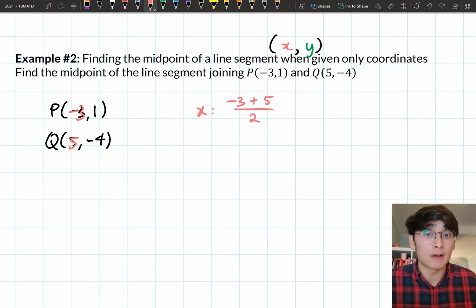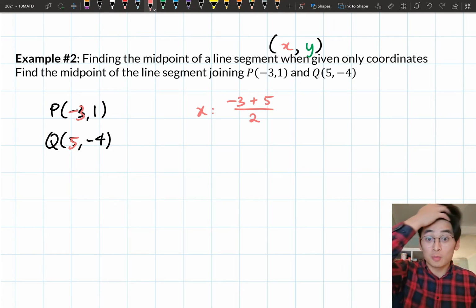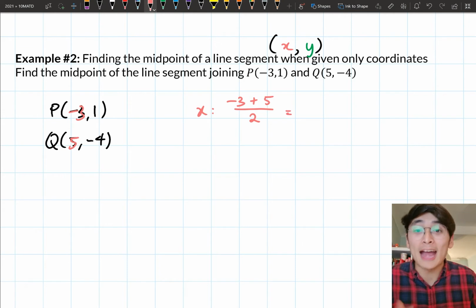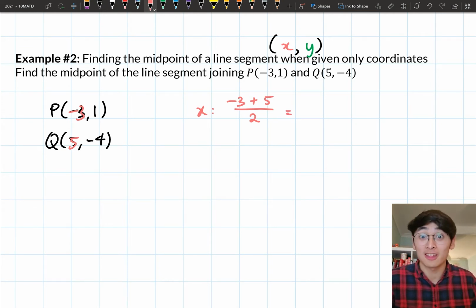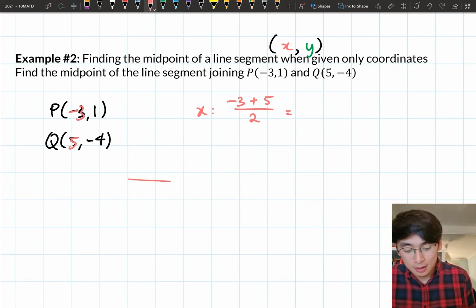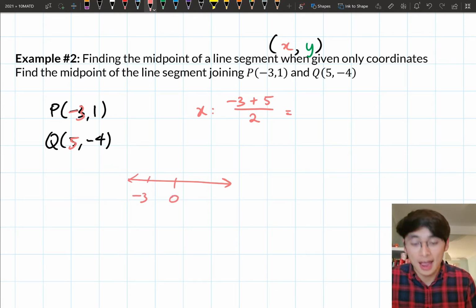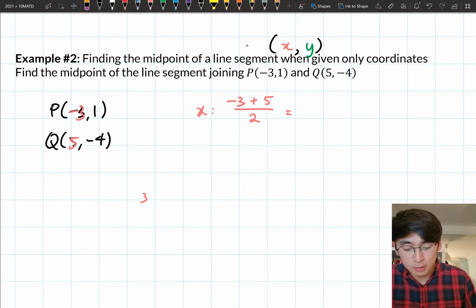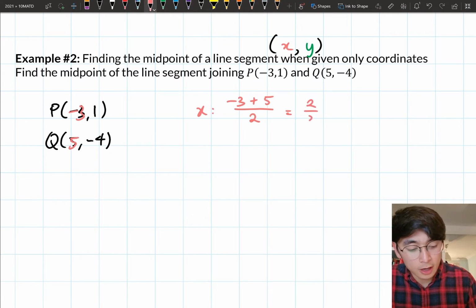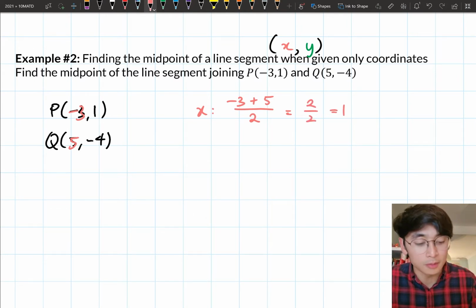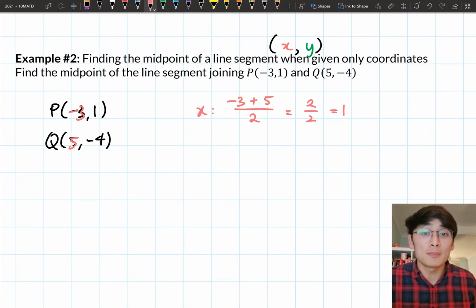Now -3 plus 5 just gives me 2. If you're not sure how to add or subtract with negative numbers, you can chuck in your calculator just to be sure. But just remember, if I have a number line, 0 is here, -3 is here. And when I add, I go to the right. So I go 1, 2, 3 to get to 0, and another 2 to get me to 2. So here, this just becomes 2 divided by 2, which just gives me 1. So that tells me that my midpoint has an x coordinate of 1.